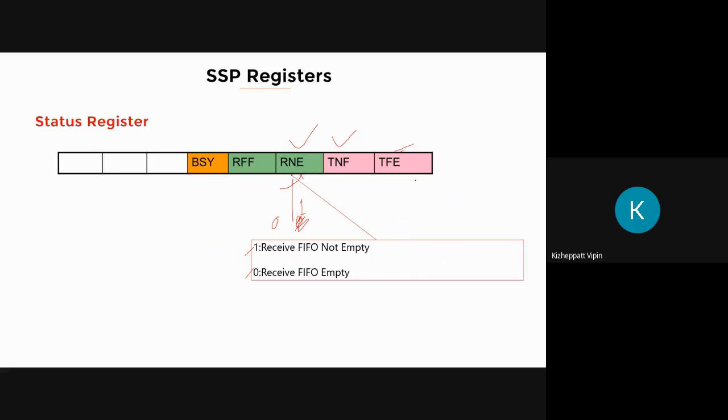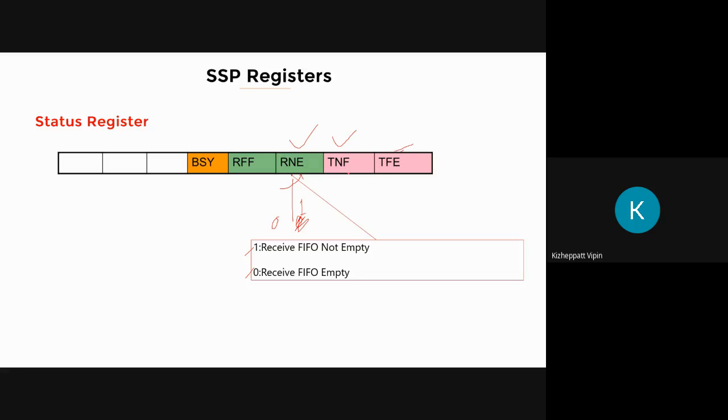What approach will you take? You are very greedy. So as soon as some data reaches the receive FIFO, you want to read it then itself. You don't want to wait for more data. What will you do? How can you do it?